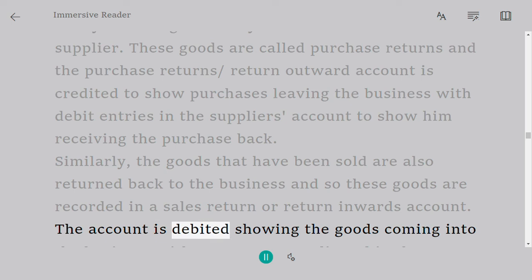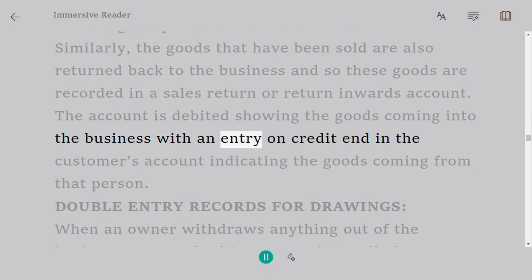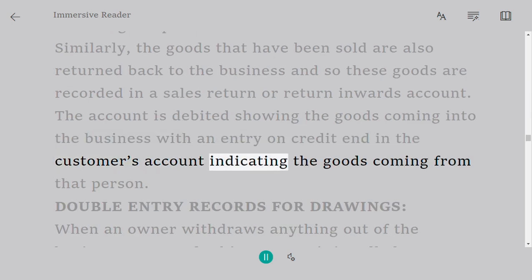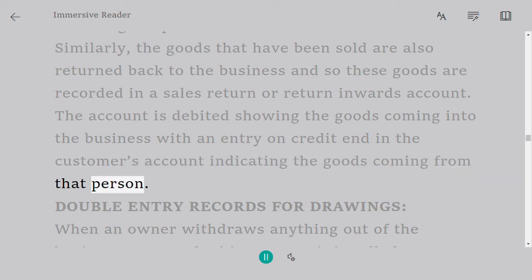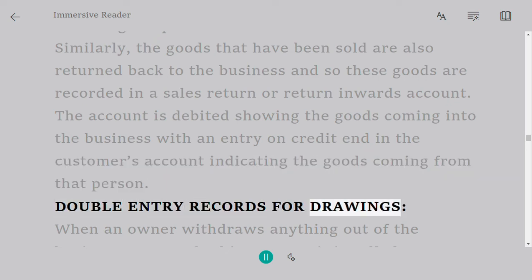The account is debited, showing the goods coming into the business, with an entry on credit in the customer's account indicating goods coming from that person. Double entry records for drawings.